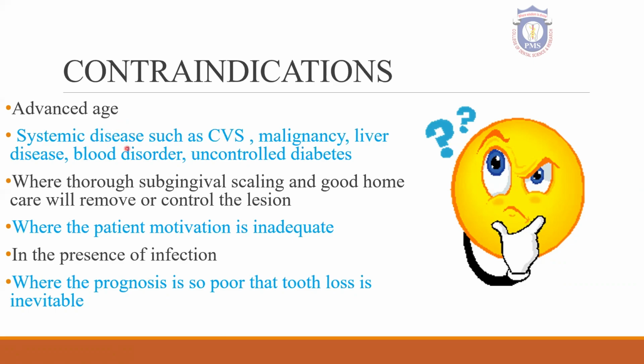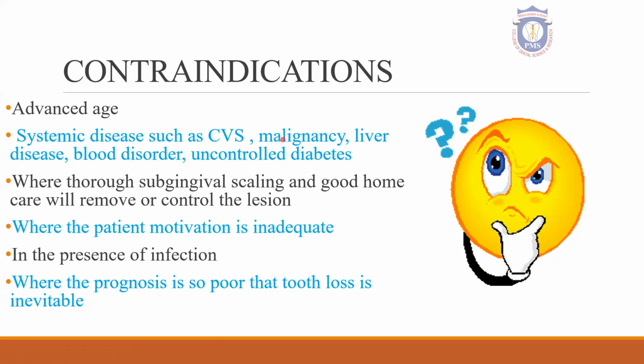Similarly, certain systemic diseases are contraindications for surgical procedures. Not all systemic diseases are contraindications, only certain diseases. For example, diabetes mellitus, when uncontrolled, becomes a contraindication for periodontal surgery. In that case, you have to control the diabetic status, and in controlled patients, you can go for a periodontal flap surgery.